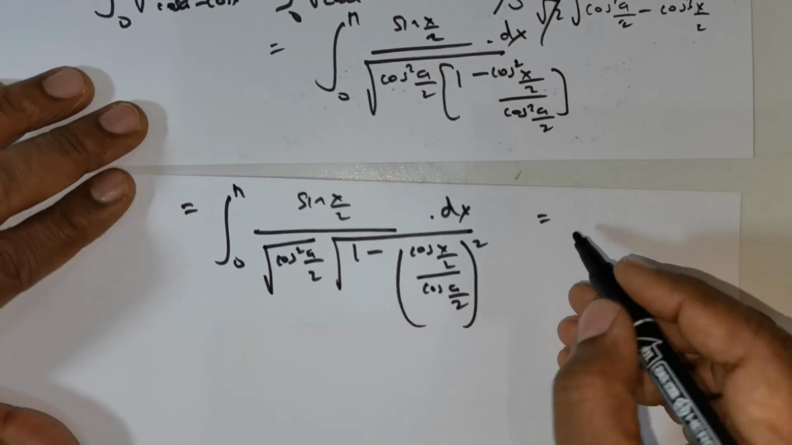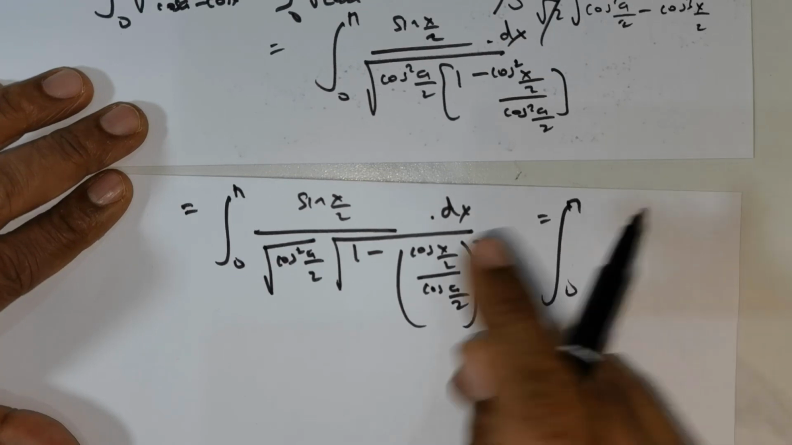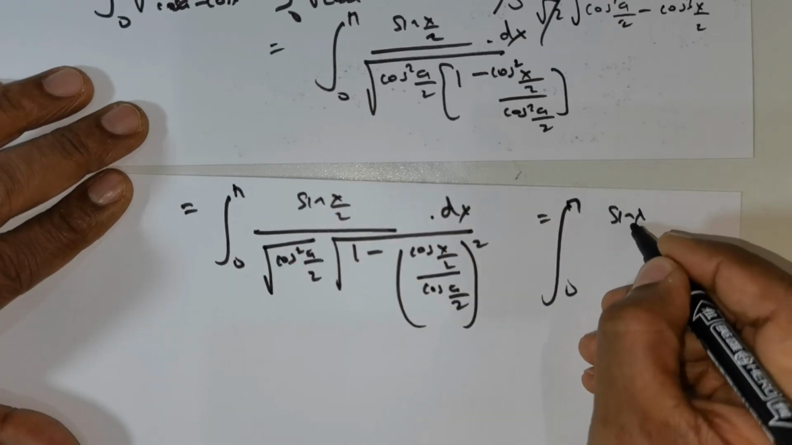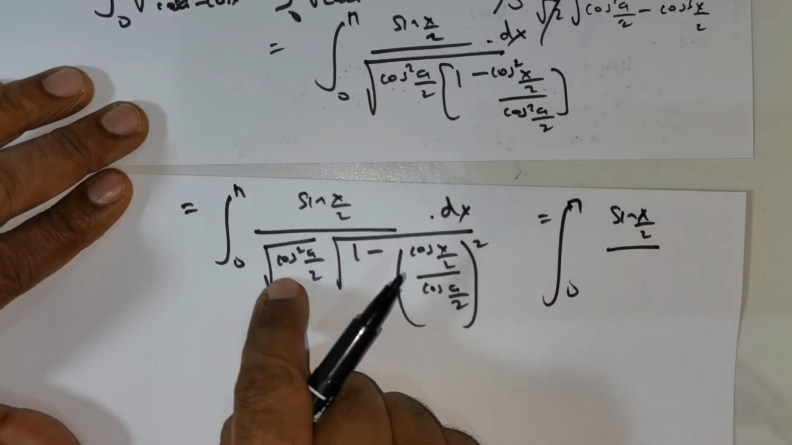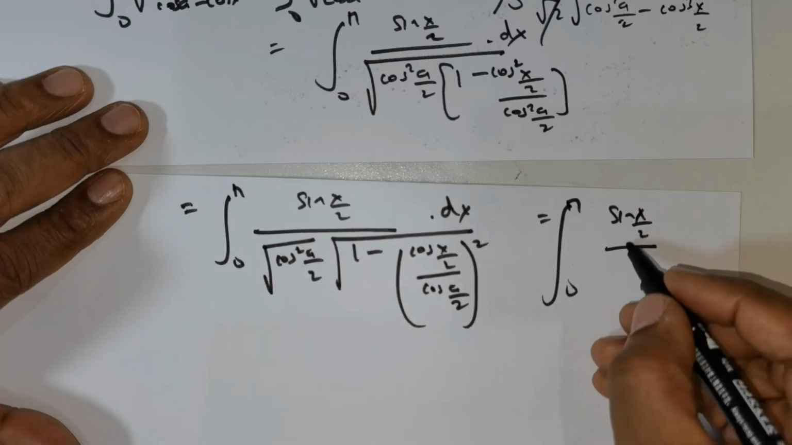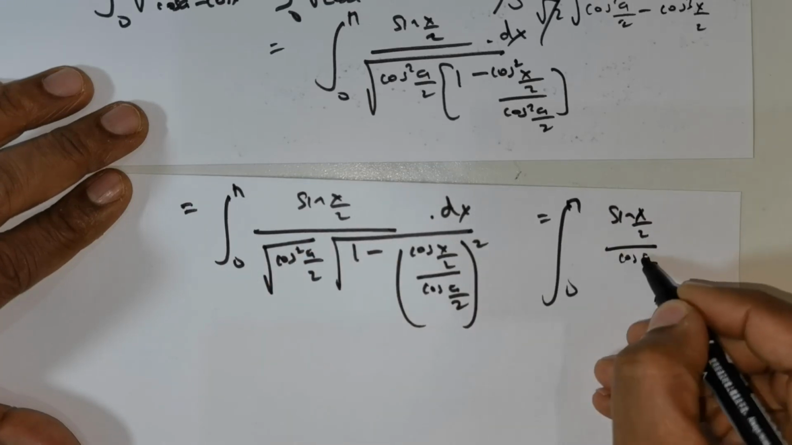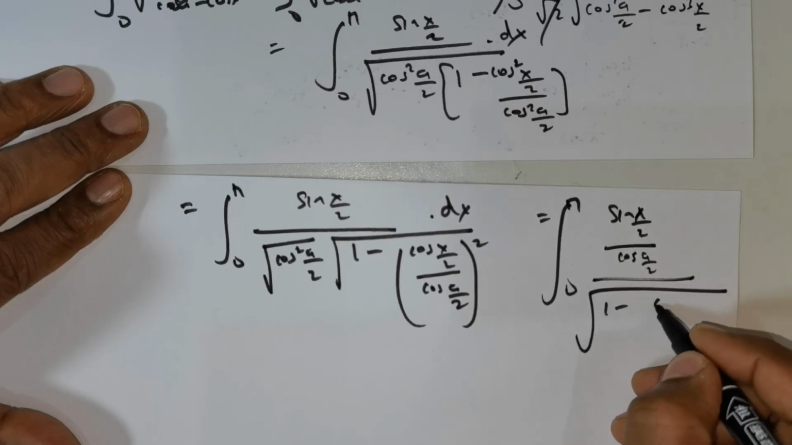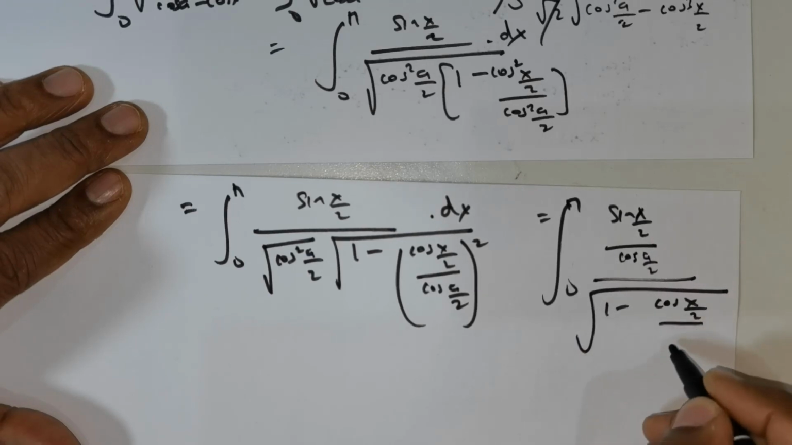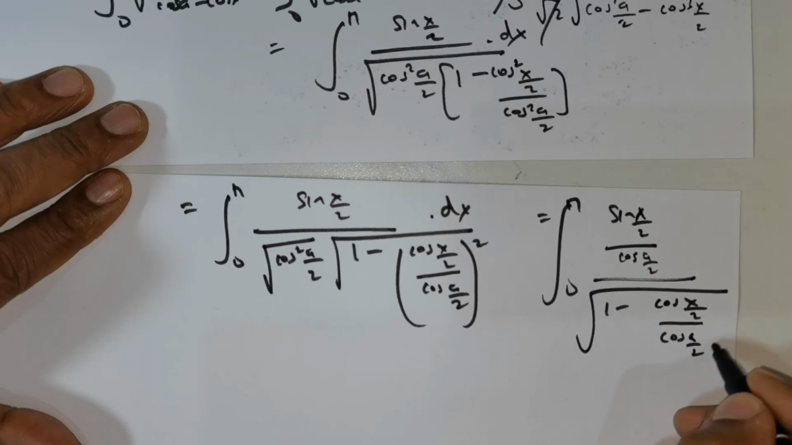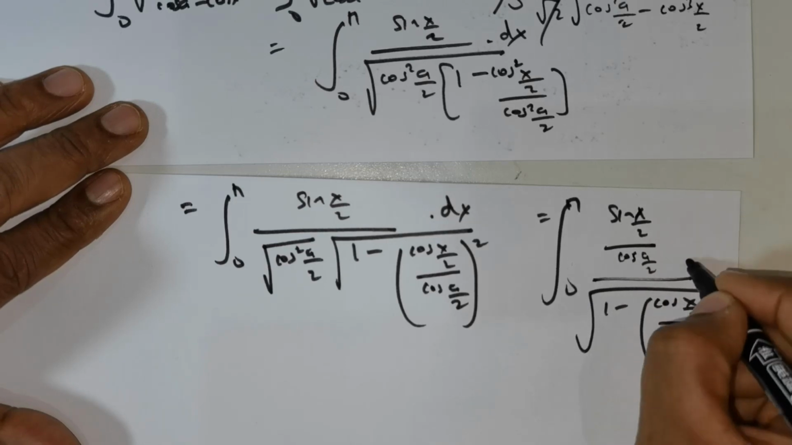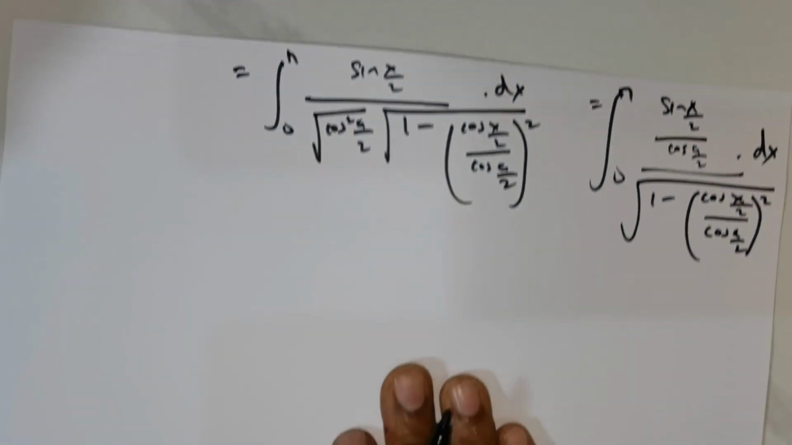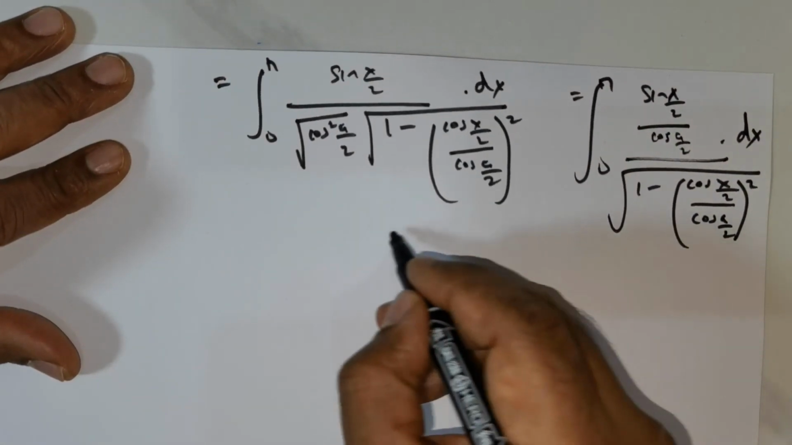So this is equal to the integral from 0 to pi of sine x over 2. Now root of cos squared a over 2, you apply the square root, you get cos a over 2. So you can write it like this, divided by root of 1 - (cos x over 2 divided by cos a over 2) raised to the power of 2, times dx.